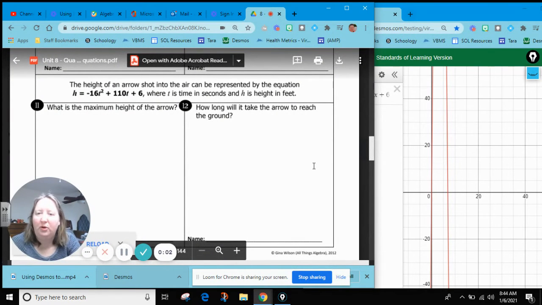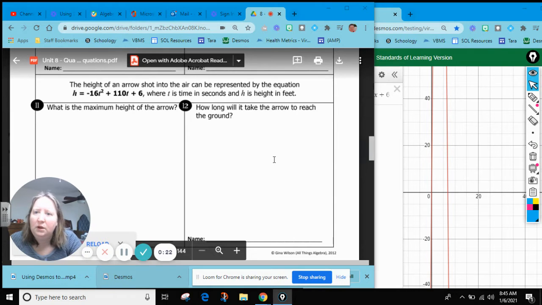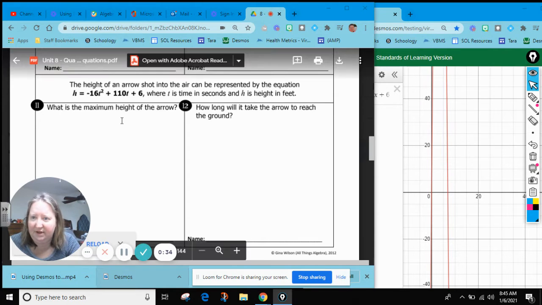This is a problem about the vertical motion model, or the projectile motion type problem. These are application problems of quadratics. The height of an arrow shot into the air can be represented by this equation, where t is time in seconds and h is height in feet. Okay, so they've given you this.